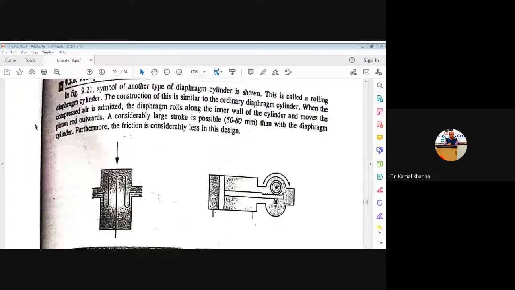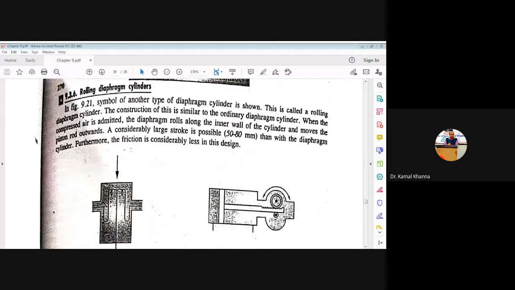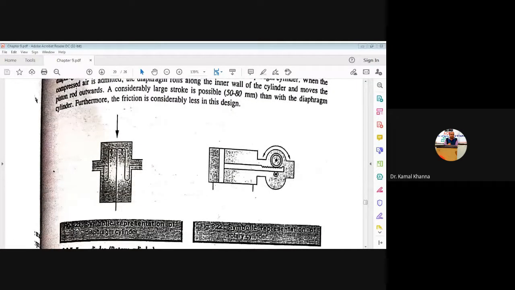So you can see this is an example of the rolling type. This figure shows the rolling type diaphragm cylinder, in which the diaphragm rolls, compressing the air and sucking air from the atmosphere. This is the inlet port, this is the outlet. As soon as the diaphragm increases the pressure with a considerably large stroke of the air and compresses the air to some extent, and the desired value of the pressure is achieved, it is supplied to the outlet port.